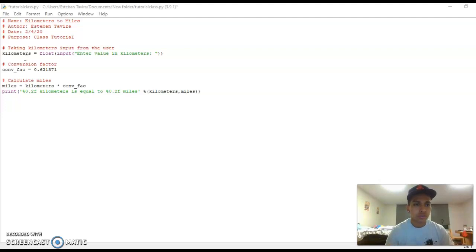Next, I decided to do my conversion factor, which is this number right here. That is kilometers in miles. And then we just calculate the miles, which is kilometers times the conversion factor.